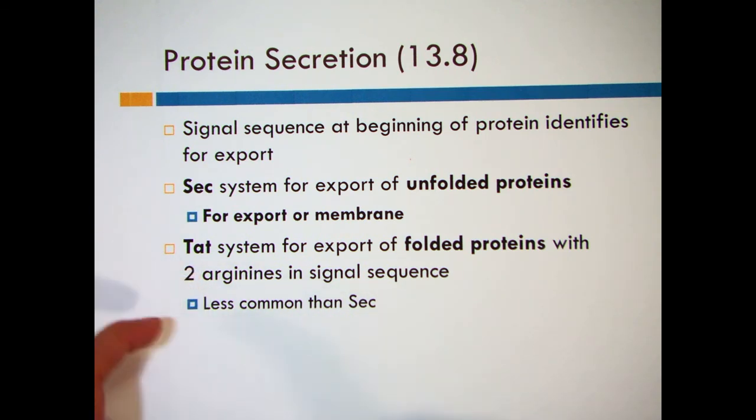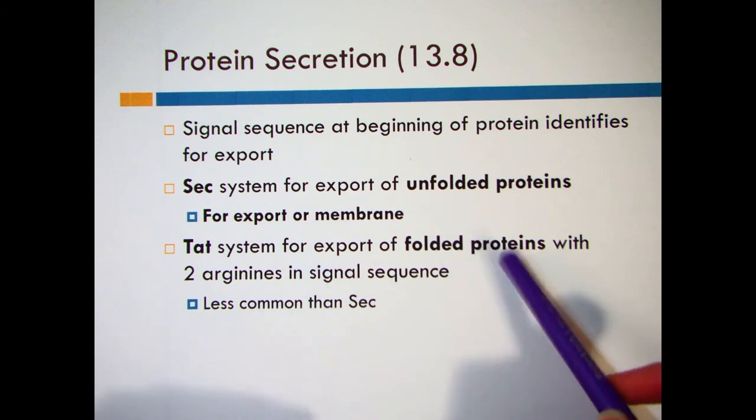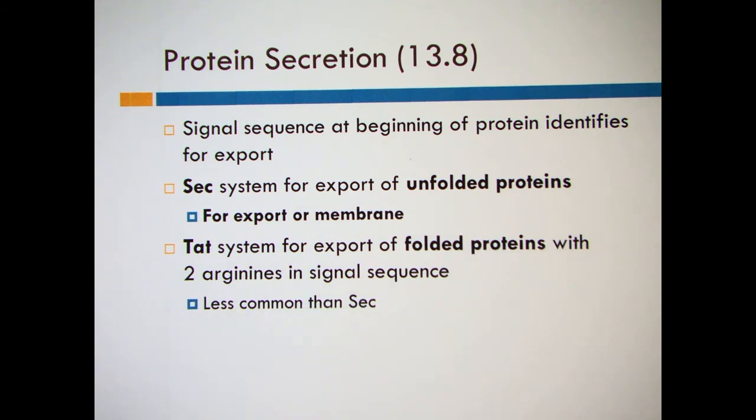The TAT system is the system which exports folded proteins, and these proteins are targeted for export by the presence of 2 arginines in the signal sequence, which is going to be at the very beginning of the protein. The TAT system is less common. The SEC system is super, super common. The TAT system is a little bit less common, but it's used for folded proteins and requires this special signal sequence. So that is protein production, aka translation, in bacteria, and secretly also in mitochondria.